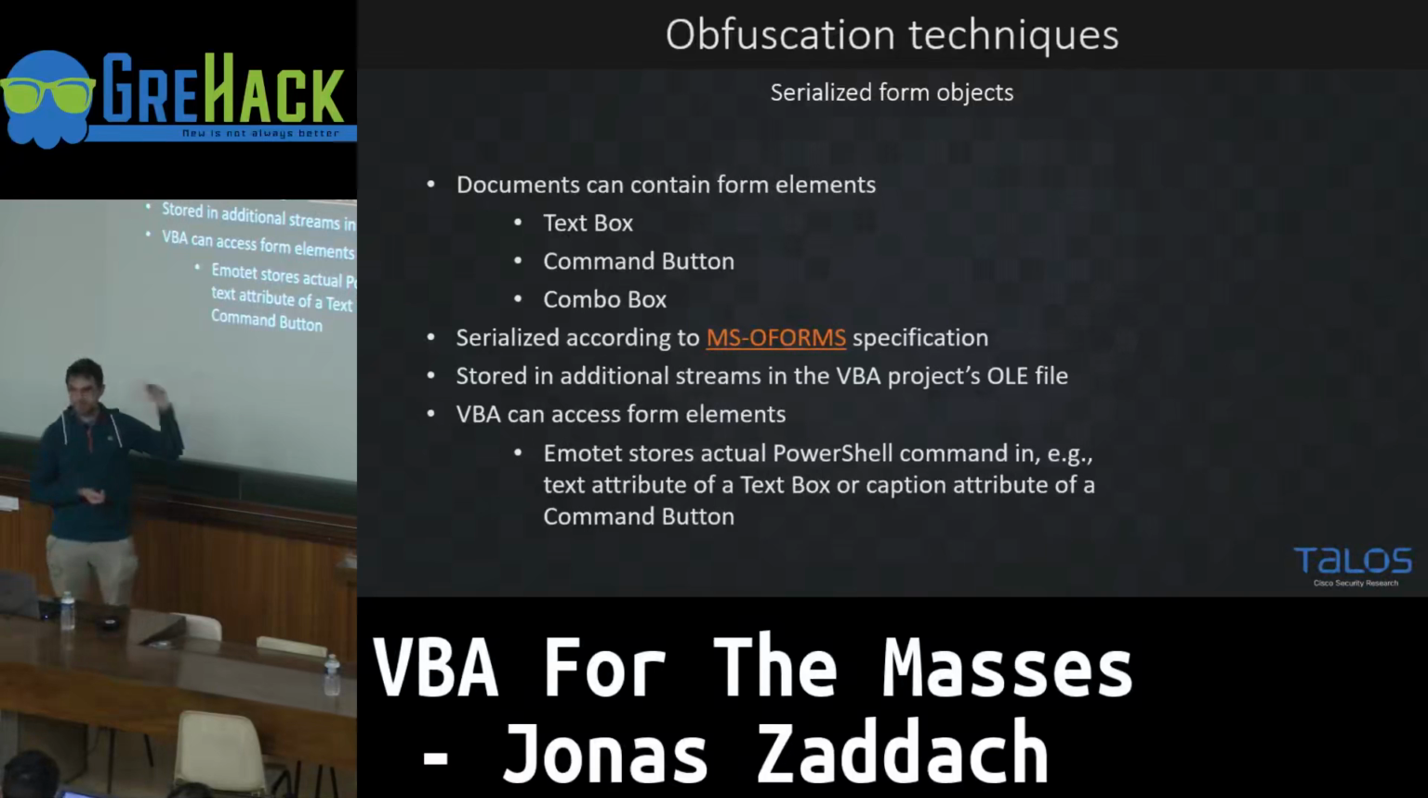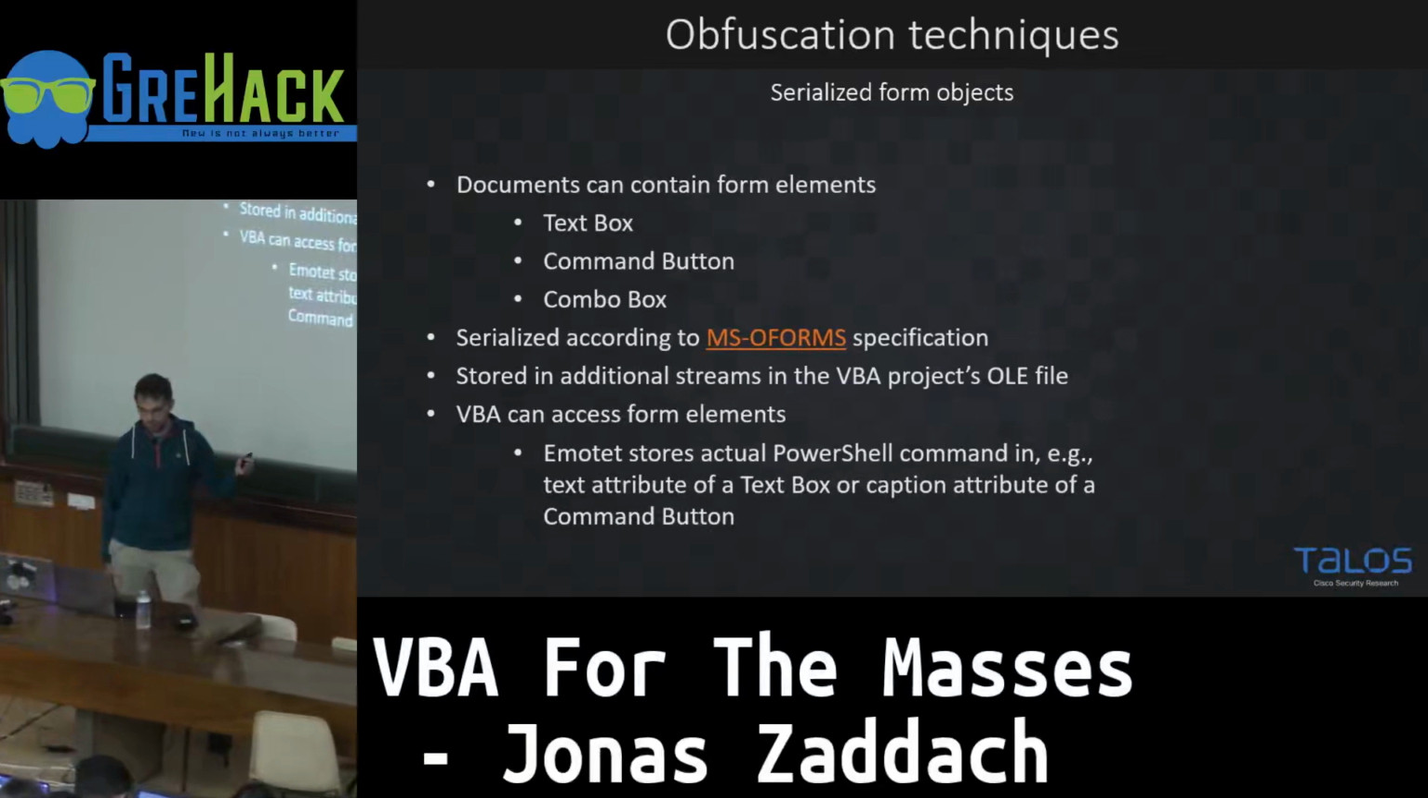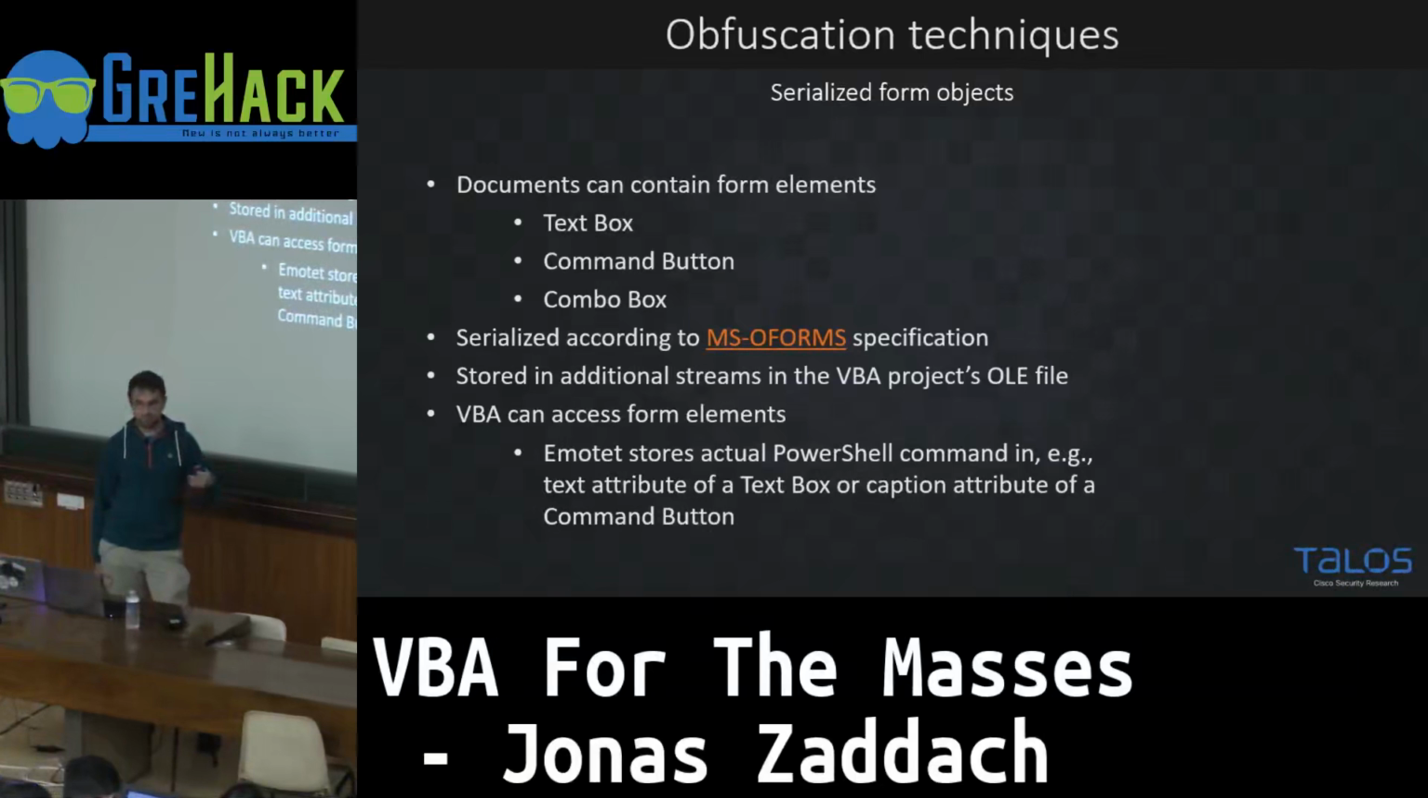Okay, and inside this same OLE file, we also have a couple of serialized form elements. Those can be used to create forms, like you can put text boxes, command buttons, and so on. There is a specification from Microsoft that is open on how to parse this content. If we access the additional streams inside the OLE file where this content is stored, we can parse the form elements, and Emotet stores parts of its contents, for example, in the caption of a command button or in the text attribute of a text box.